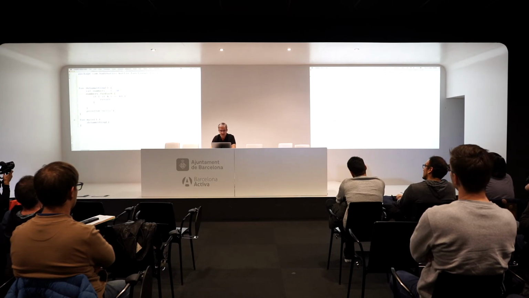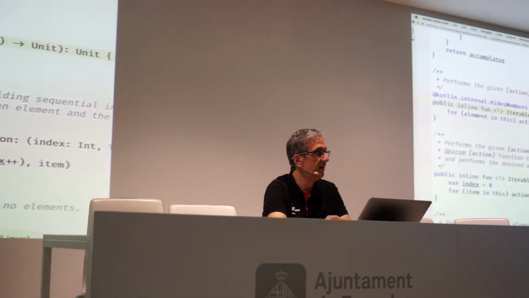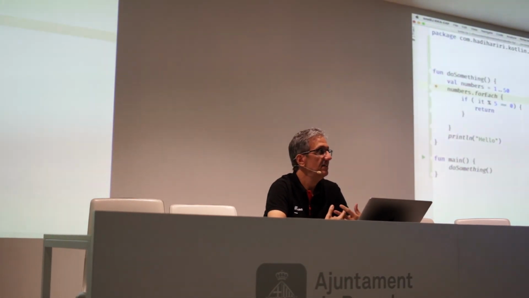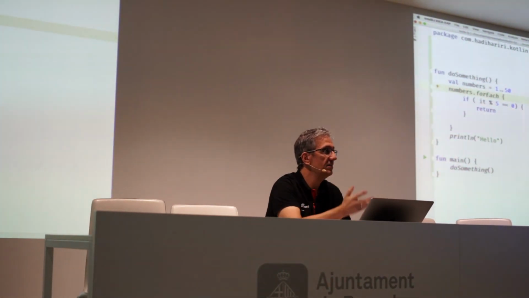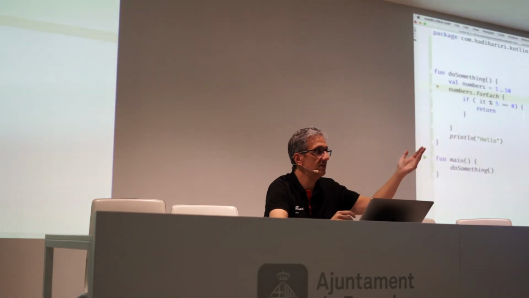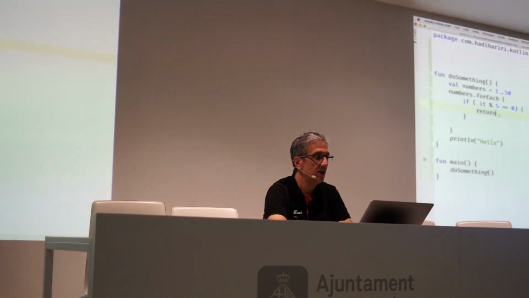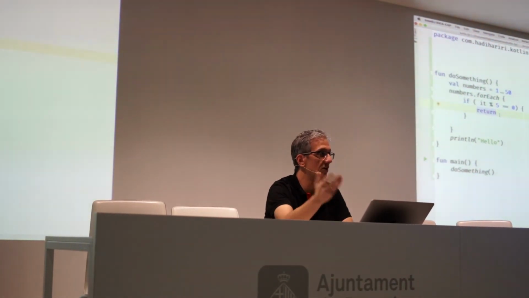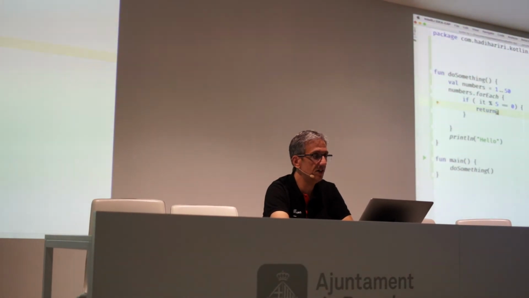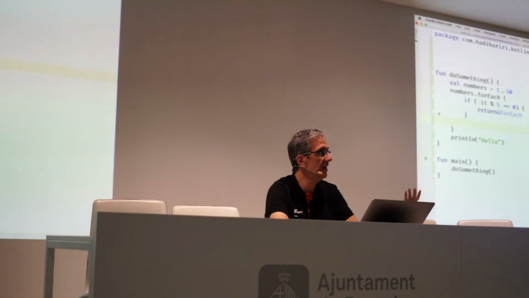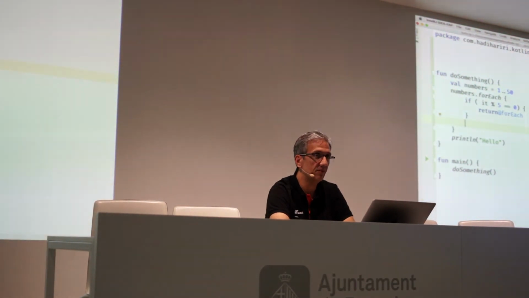Exactly, not because the docs say it, but because forEach is inline, right? Since it's inline, there is no internal function. There's only the function on the outer scope. That is called a non-local return. If I want a local return, I would have to do return at forEach, or use another label, or explicitly put a label.